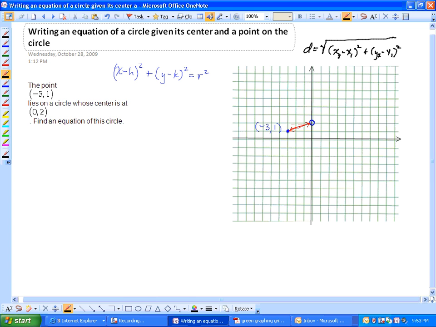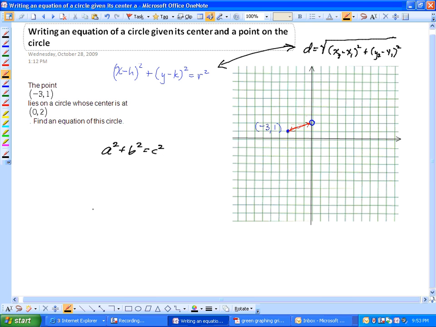But what you'll notice is it bears a striking resemblance to this formula over here, if you think of that as being (x minus h) squared plus (y minus k) squared. And if you square root r, you'll have a big square root there. So both of these formulas actually come from the same formula. They come from Pythagorean's theorem: a squared plus b squared equals c squared.